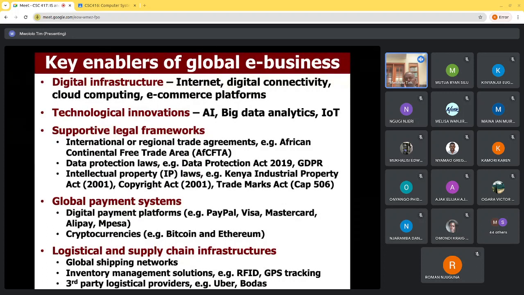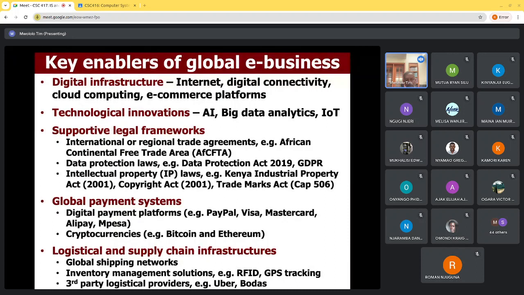So these are issues you need to grapple with as you think about your global business. The infrastructure, if there are new developments in technology that you can take advantage of, which give you opportunities, you need to be able to comply with legal frameworks, payment systems. Eventually, you want your consumer to be able to pay.